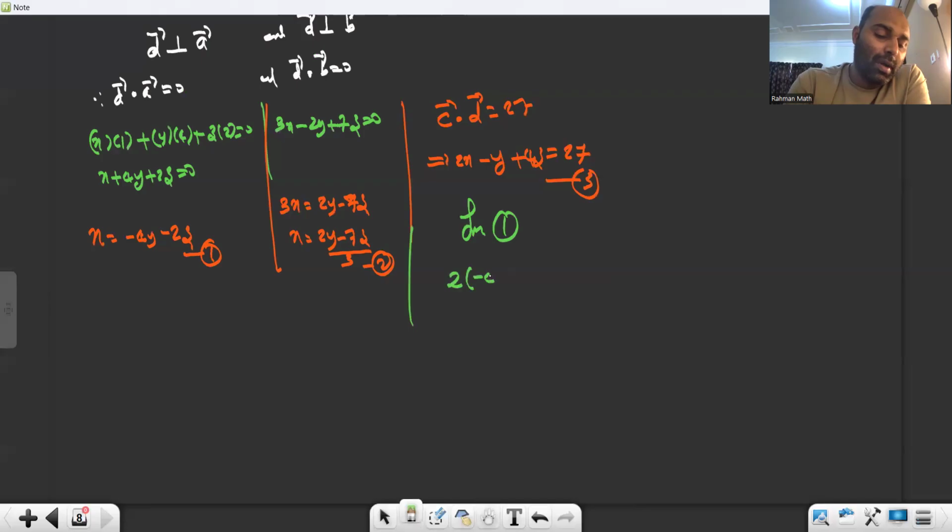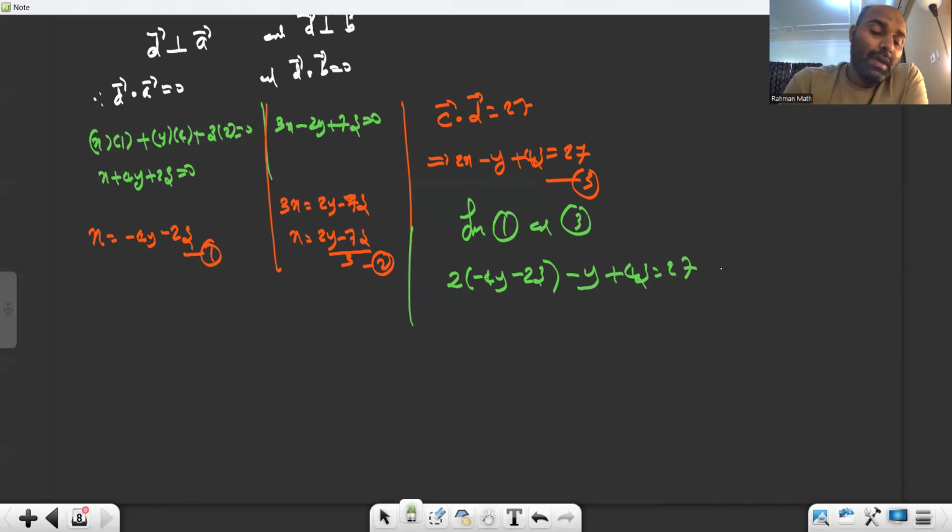2x, 2 into minus 4y minus 2z. From 1 and 3 you can write, okay? 2 into minus 4y minus 2z, minus y plus 4z equal to 27. Anybody have a problem? Tell me.